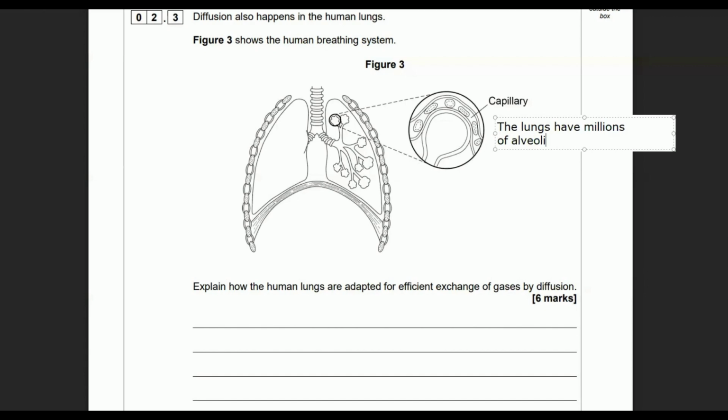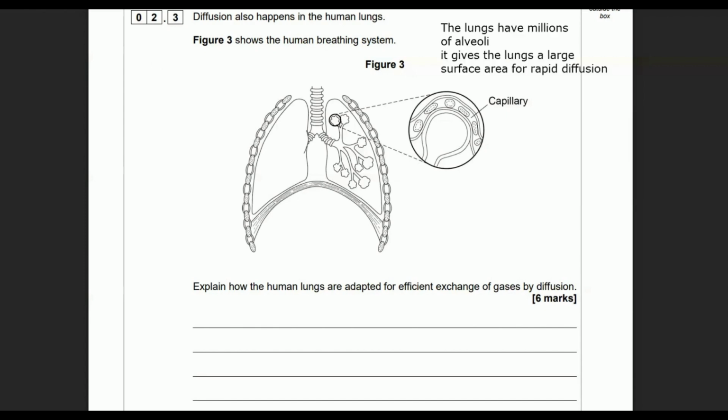And how does that help? Well, it gives the lungs a large surface area. I mean, the surface is bumpy of the alveoli as well. That helps. Gives the lungs a large surface area. How does that help for rapid diffusion? So having a large surface area is going to mean things can diffuse in rapidly. So this is my first marking point, and hopefully you're going to pick up at least 1 mark for that, maybe 2 marks for that marking point there.